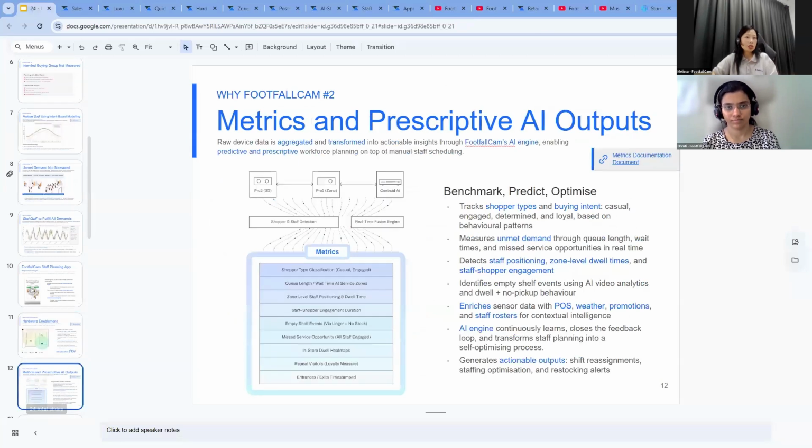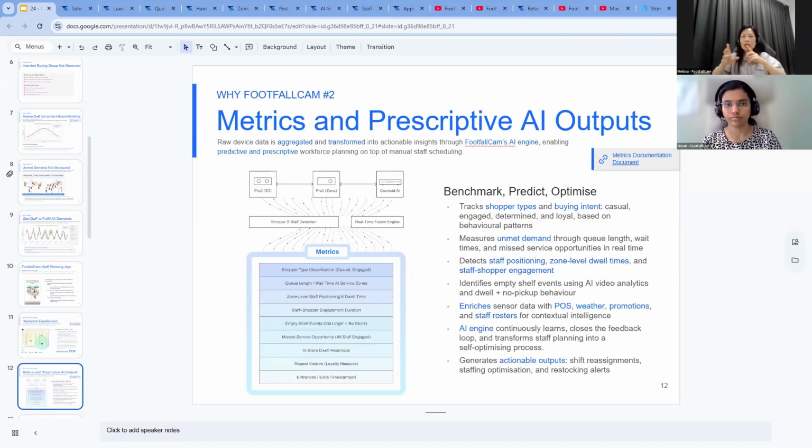And the next reason is why FootfallCam. We're going to talk about why we are uniquely positioned to deliver this solution. Beyond just the cost advantage and the rich feature set, at the core of it all is the data. The FootfallCam system is designed to collect a comprehensive, purpose-built data set, tailored specifically for retail.